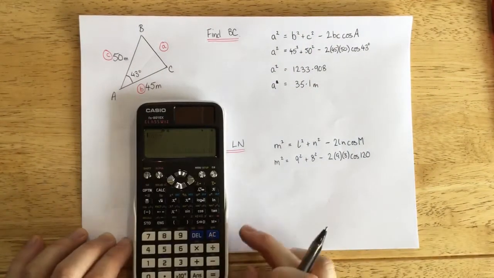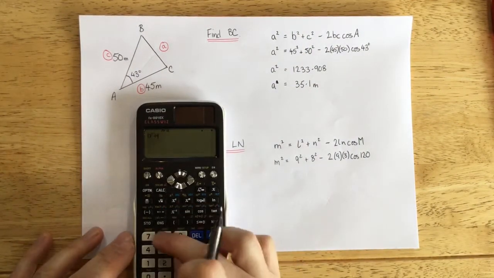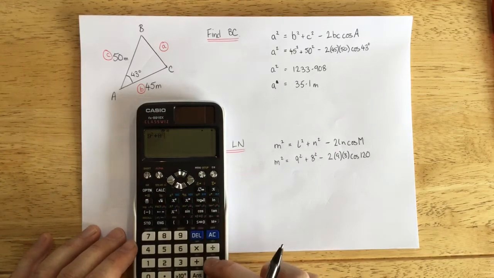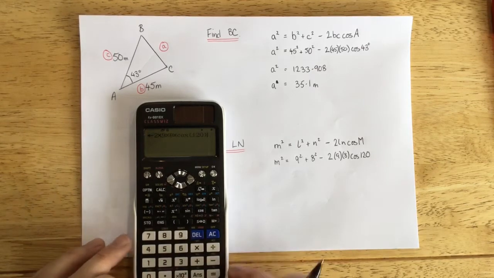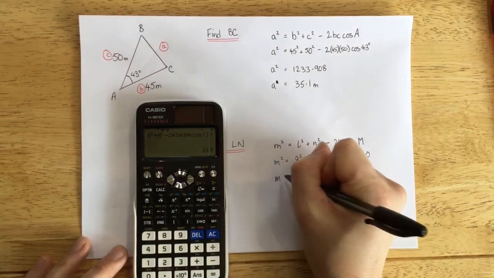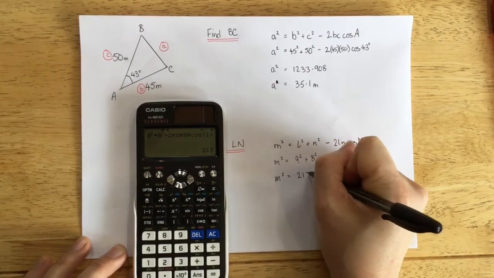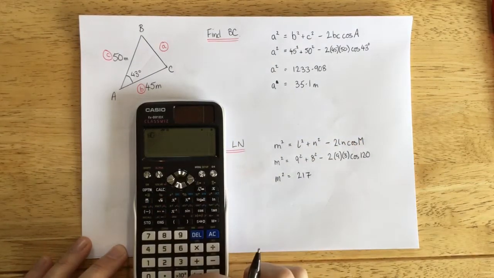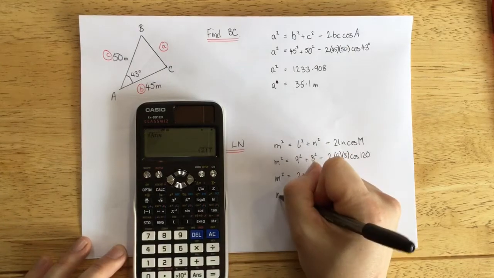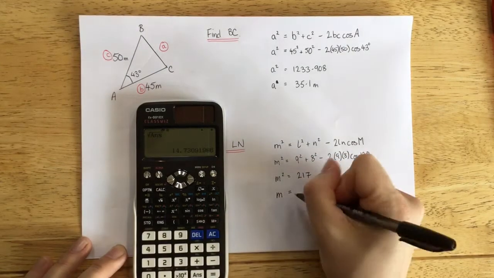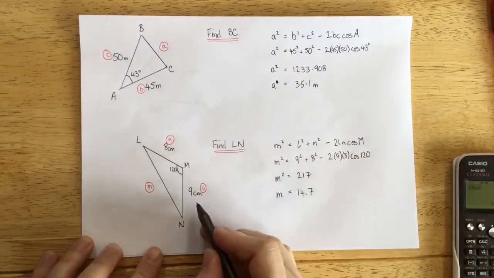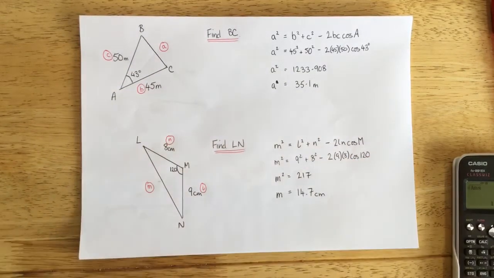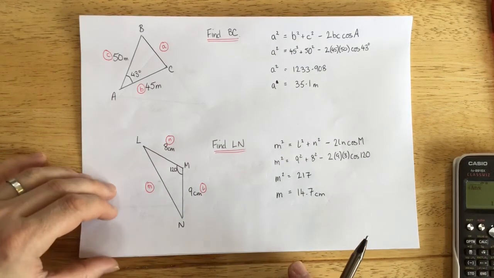Again, we can do that on our calculator all in one go. 9 squared plus 8 squared minus 2 times 9 times 8 times the cosine of 120. And that works out as 217. So if we take the square root of that, that'll get what M is, 14.7, to three significant figures. Our units here are centimeters. So again, we use the cosine rule to find a missing side on a non-right angle triangle.